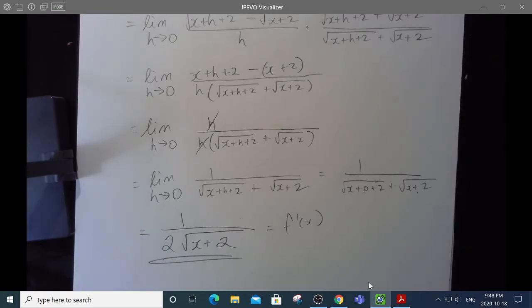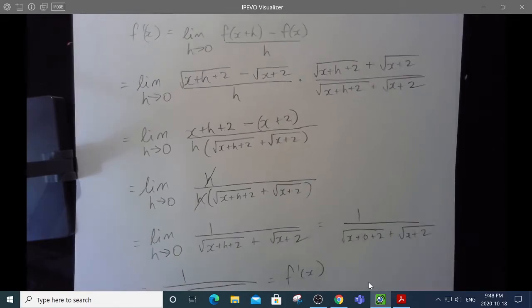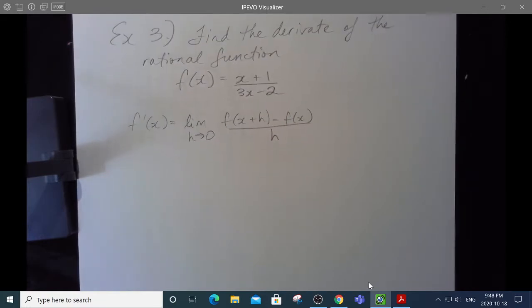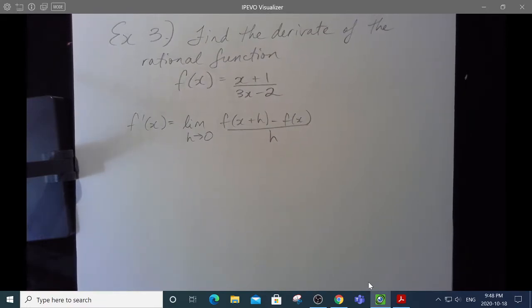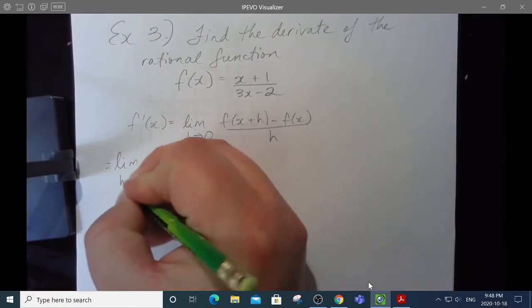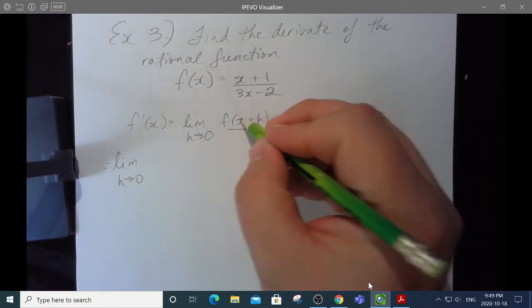So that's example 2. Example 3, we'll do one more, and then we'll take a look at a weird graph one. So 2 more examples. Example 3, find the derivative of the rational function. Now we've got a fraction-y one. Okay, how are we going to do this one? Well, once again, we're going to have the limit as h approaches 0 of. Okay, so we have to replace these two x's by x plus h.